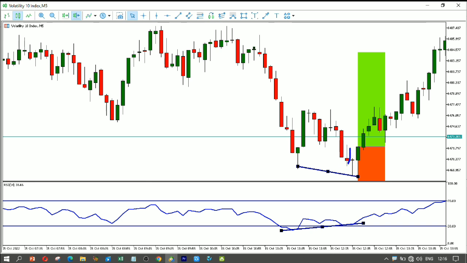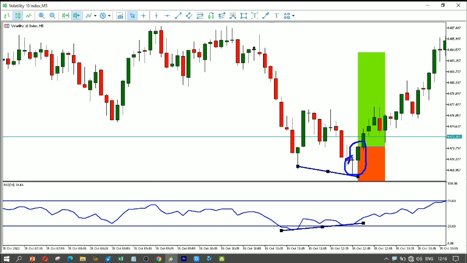So once we see divergence, the next thing we are going to look at is the candlestick patterns. In this case, we have got a bullish engulfing candle. So once we see a bullish engulfing candle, we enter a buy order, and we put in a 3-to-1 risk to reward ratio, because this is a reversal trade.